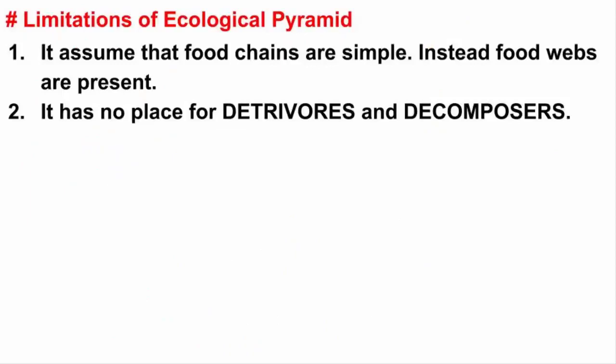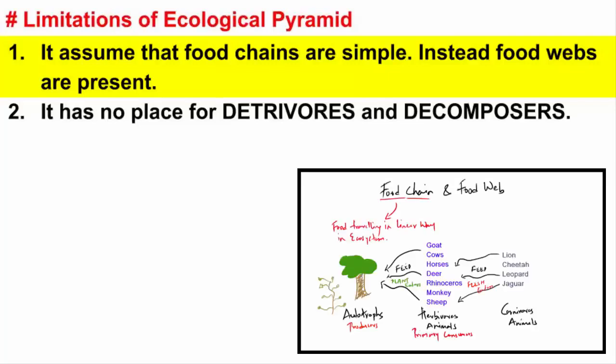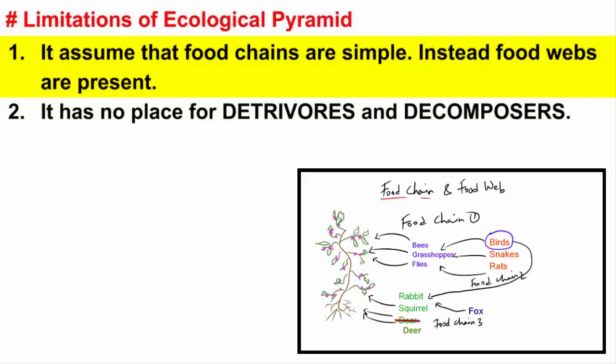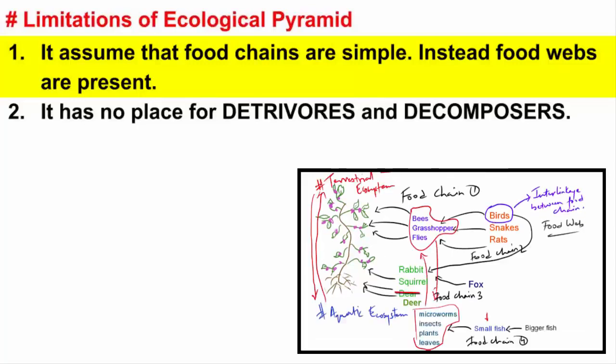One of the biggest assumptions of the ecological pyramid is that the food chain is very simple, but in reality it is not. Instead, we have food chains and then we also have a food web. I have a video that will tell you the difference between a food chain and a food web. I recommend that you watch that video and you will get what I mean.